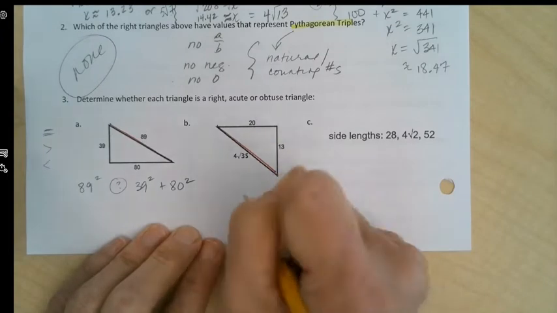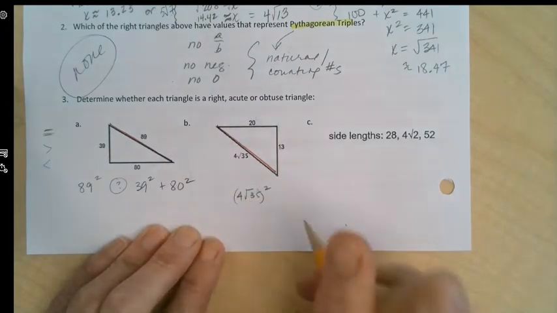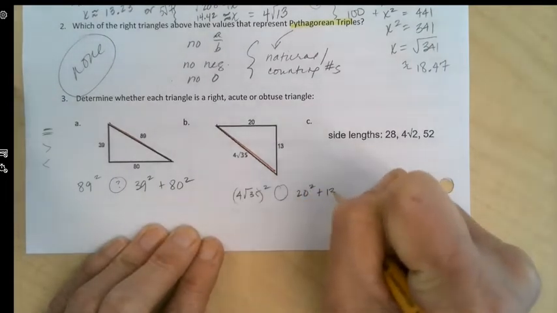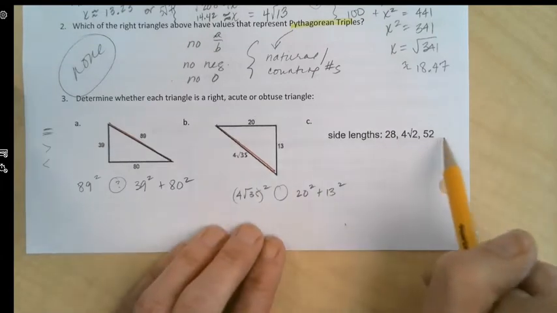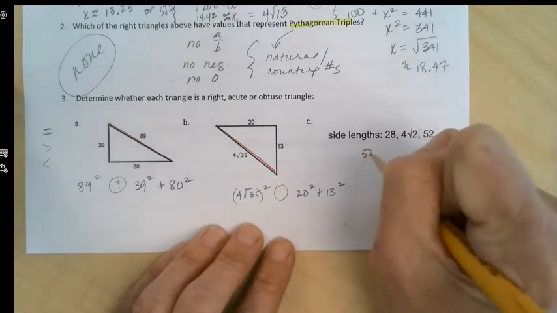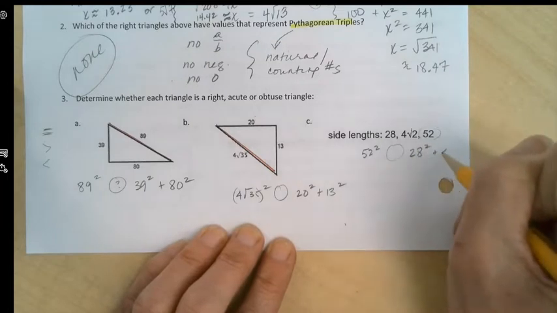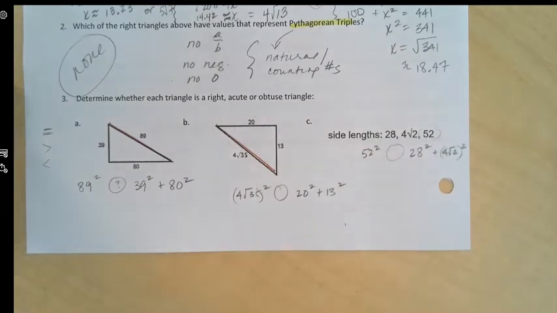Let's check this one out. 4 times the square root of 35, squared. How does that compare to 20 squared plus 13 squared? Here we need our biggest side length, which is here, 52. How does 52 squared compare to 28 squared plus 4 times the square root of 2, squared? With your partners, talk about A, B, and C, which are acute, which are right, and which are obtuse. Go ahead.